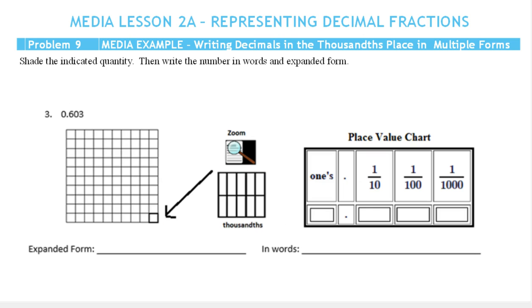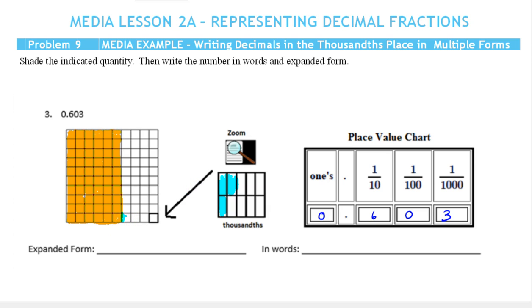Let's look at one more. 0.603. Let's put this in the place value chart. Now we're going to shade this. This will be 6 orange strips, 0 yellow squares, and 3 rectangular blue thousandths. I went ahead and shaded this. There's my 6 orange strips, no yellow squares, no hundredths. Then I found 3 thousandths, and I put that right in here.